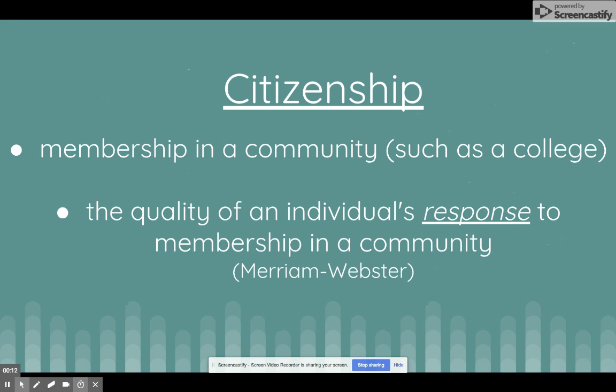First, let's discuss what citizenship is. Citizenship is a membership in a community, something such as a college, car club, PTA, or other special interest. It is the quality of an individual's response to a membership in a community. The key word here is response.